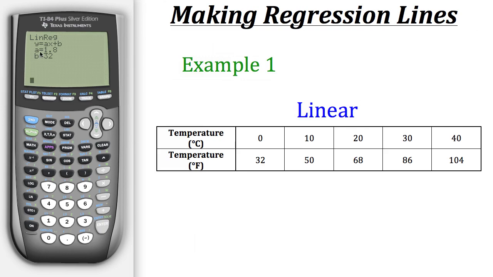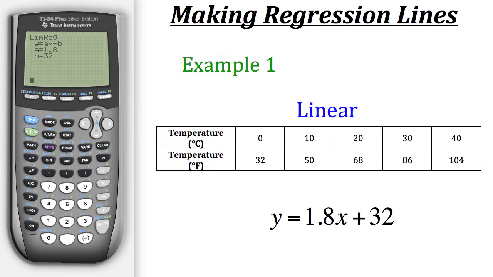Now at this point, you could see up at the top that the calculator gives us a general function, y equals ax plus b. But for our particular data, the constant a is going to equal 1.8, and the constant b is going to equal 32. So when we write out that function, it would be y equals 1.8x plus 32.